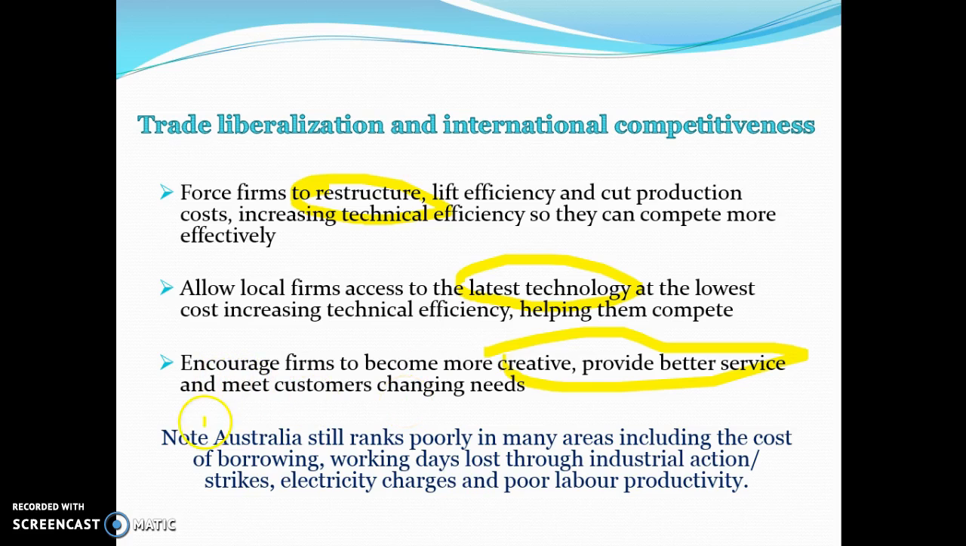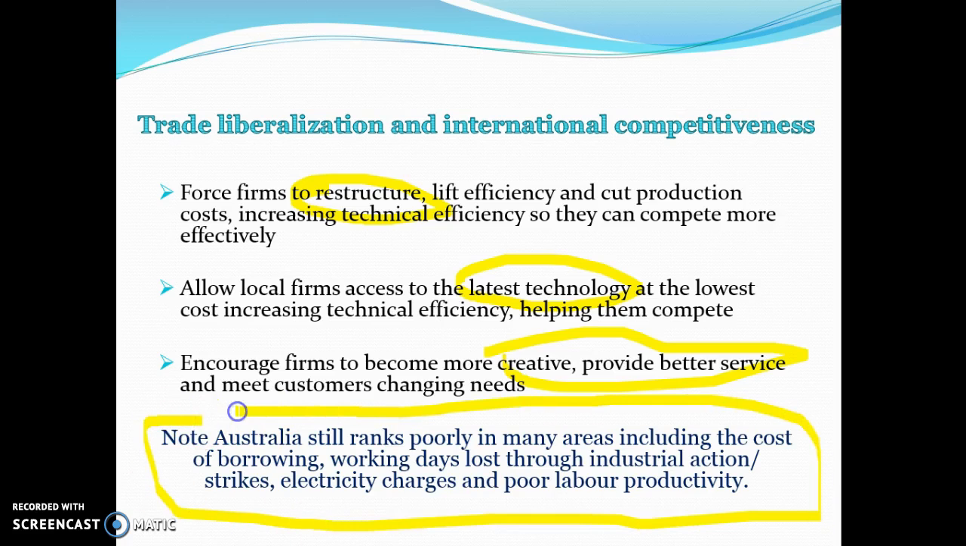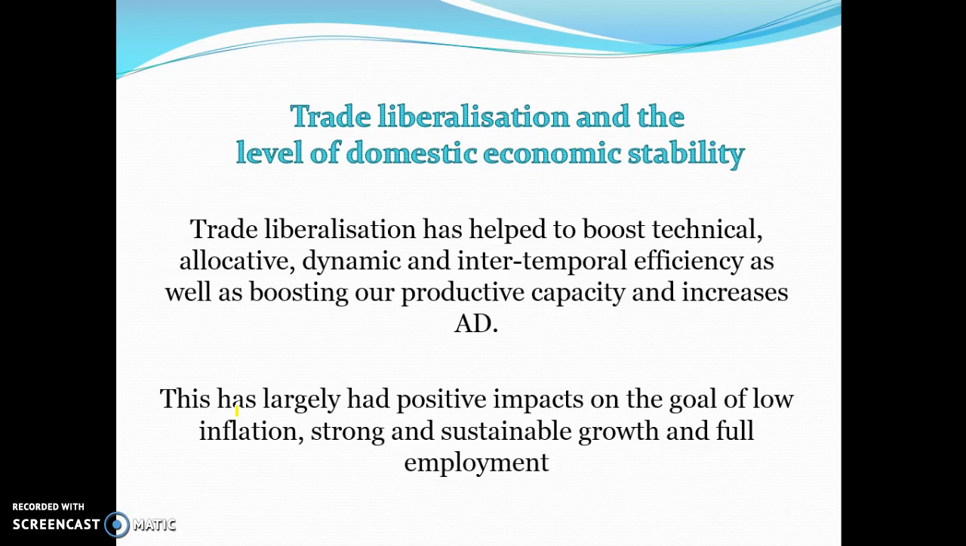It is important to recognise that even though we have moved towards free trade, Australia still ranks fairly poorly in terms of things like interest rates or the cost of borrowing, working days lost through industrial action, energy prices and labour productivity.